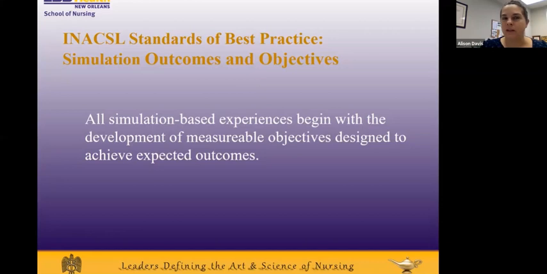So today we're going to be talking about simulation outcomes and objectives. All simulation-based experiences should begin with the development of measurable objectives designed to achieve expected outcomes. So we need to be doing purposeful simulation designed to meet an outcome. It might be a curriculum outcome. It might be a course outcome. It might be a short-term or a long-term outcome based on the objectives, which are measurable. So your objectives are what you're going to work towards and work with to meet those outcomes.